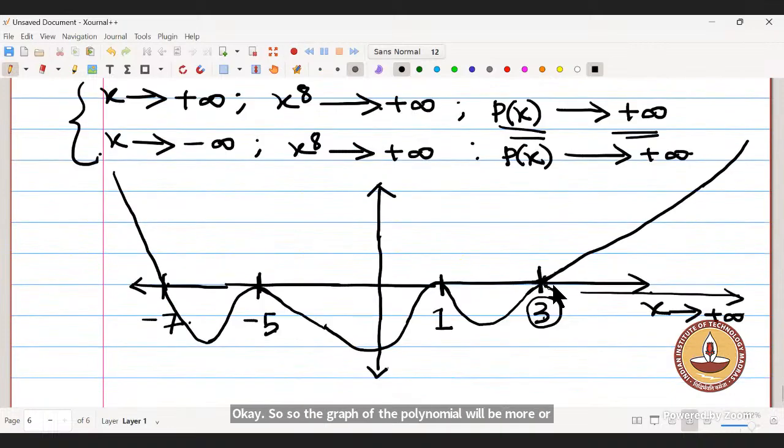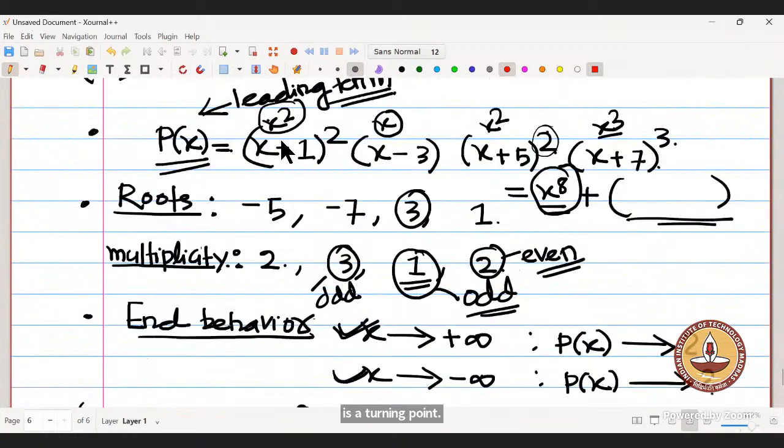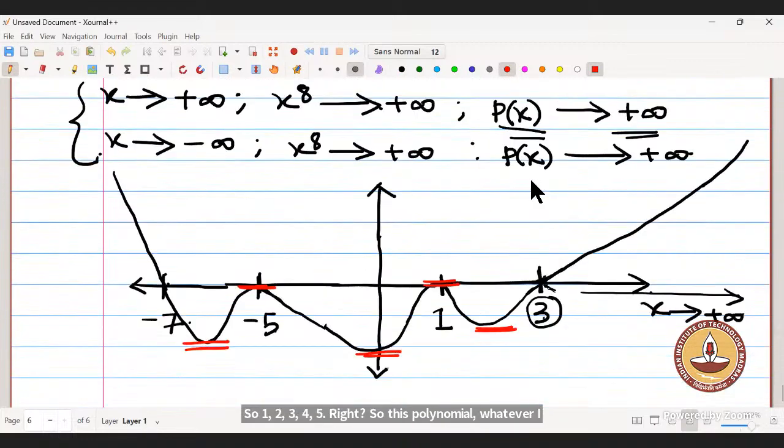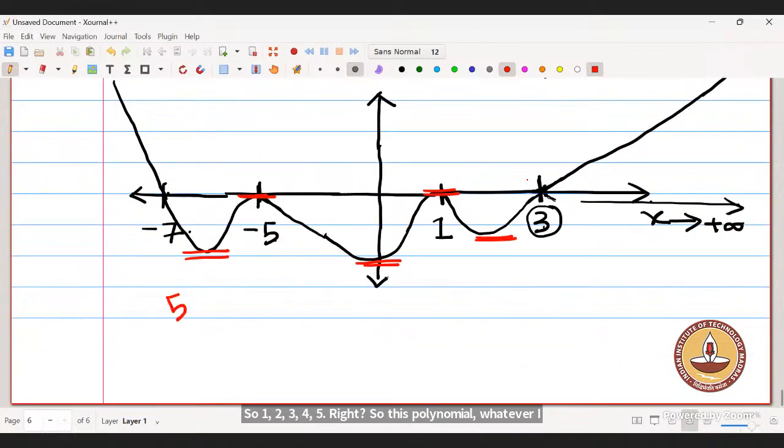Once you have this graph, from here you can easily compute the number of turning points. Why do you want to draw this graph? Because this will give you the number of turning points. As you can see, this is a turning point, this is a turning point, this is a turning point, this is a turning point, and this is a turning point. So 1, 2, 3, 4, 5. This polynomial, whatever I have written here, has 5 turning points.